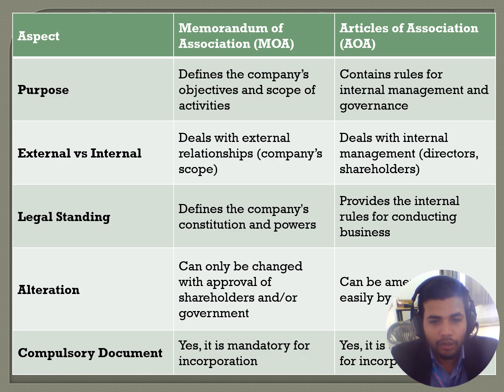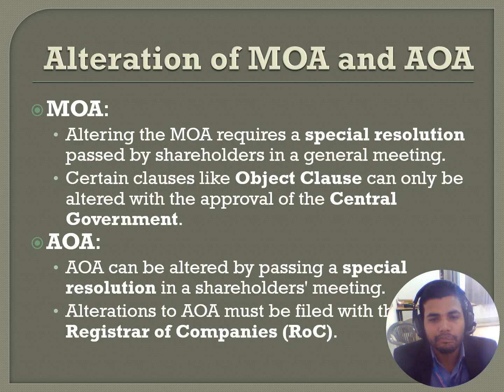The Memorandum of Association can only be changed with the approval of the shareholders and the government. The Articles of Association can easily be amended. And both these documents are necessary to incorporate a company. Altering the Articles of Association is easy and it can be done by passing a special resolution in a shareholders meeting. The Articles of Association should be filed with the registrar of companies. Similarly, the Memorandum of Association requires a special resolution passed by shareholders in a general meeting, and certain clauses like the object clause are defined in the MOA.